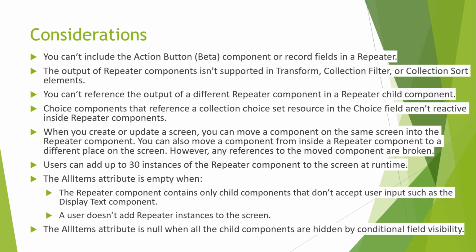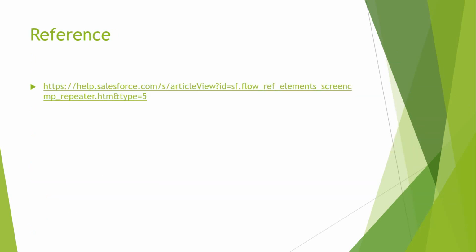When you create or update a screen, you can move a component on the same screen into the repeater component. You can also move a component from inside a repeater component into a different place on the screen. And users can add up to 30 instances of the repeater component to the screen at runtime. So these are all the limitations. I will give you the reference also for more limitations or considerations. You can go through that. Always when you are watching a video, check the current limitations of that component. These are all the references you will get under the video.